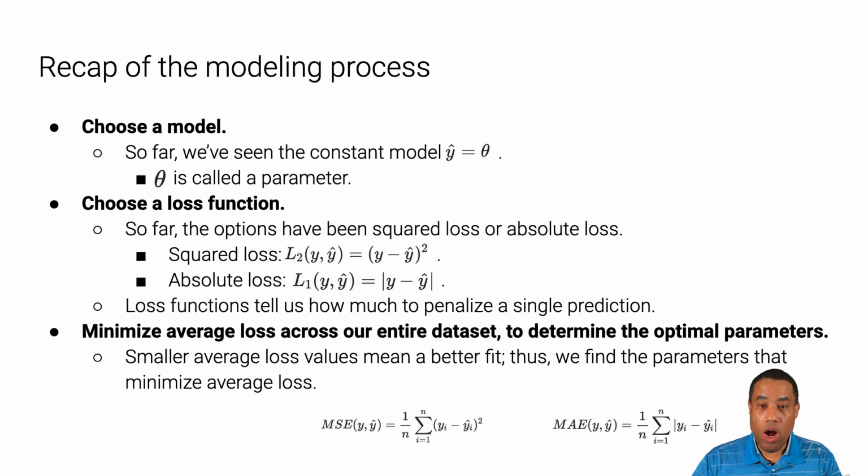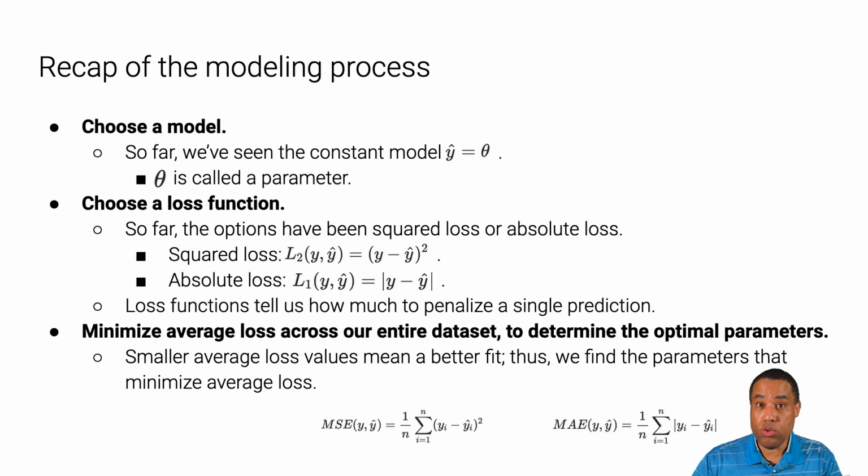Now we want a model that best fits the entire data set, not just one observation. And so we want to minimize the average loss across the entire data set. And that'll help us determine the optimal parameters.